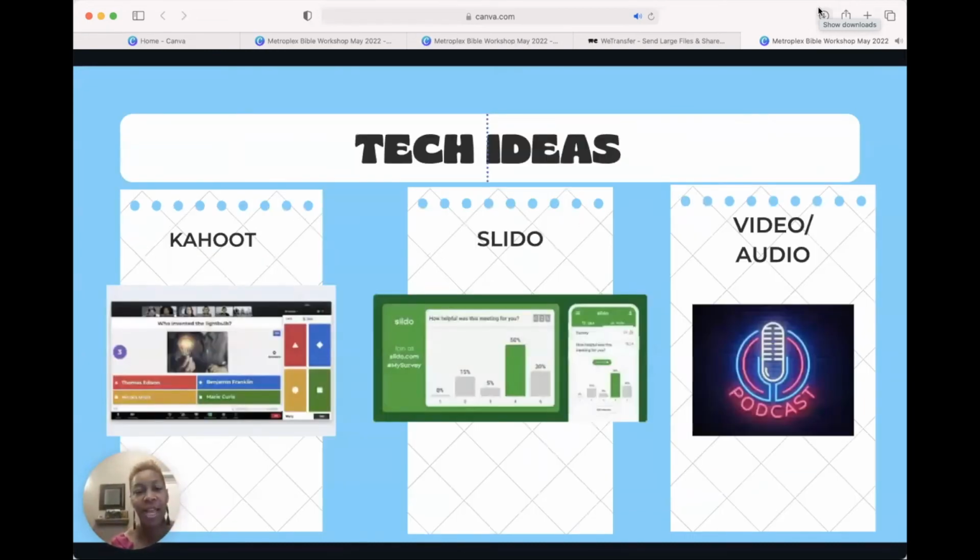All right, and so our last slide here are just some of those tech ideas that I talked about. If you look at Kahoot here, to the right, you have a triangle, diamond, square, and circle. That's usually what people are seeing on their phones. And those things correspond to the answers. So the red answer here says Thomas Edison. That corresponds to the triangle. The blue diamond corresponds to Benjamin Franklin.